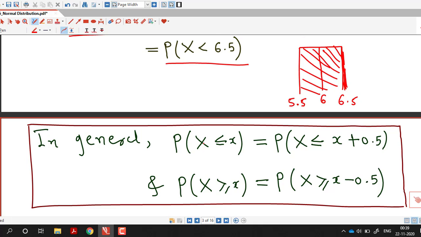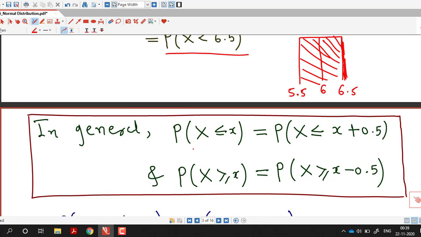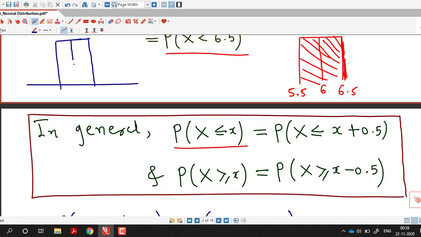So in general, suppose I want to find the probability that capital X is less than or equal to x. Suppose I consider a rectangle with center x. So this point is x minus 0.5 and this point is x plus 0.5. Now I require the area to the left of x plus 0.5.